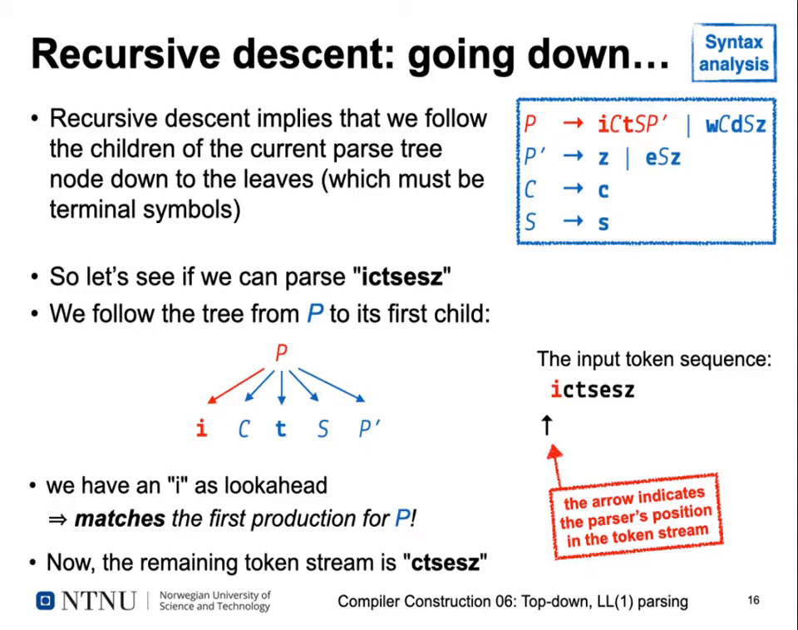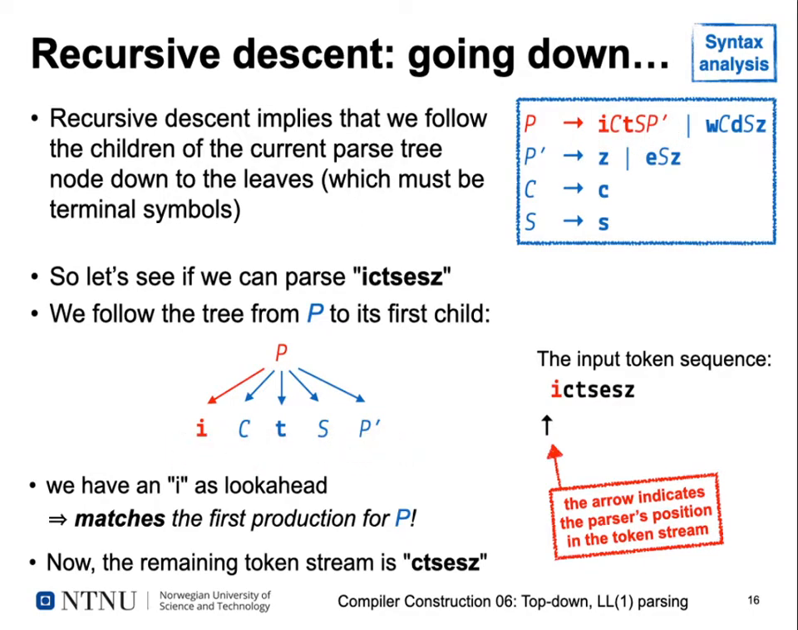So let's continue going down, and that's why this is called recursive descent, our parse tree here. What we're doing is we're taking this parse tree and we're extending it downward until we have resolved all of our non-terminal symbols. So recursive descent parsing implies that we follow the children of our current parse tree node that we consider down to the leaves. And the leaves, as we've seen in parse trees, always have to be terminal symbols. So we resolved P to this syntactic form here, so we have it here.